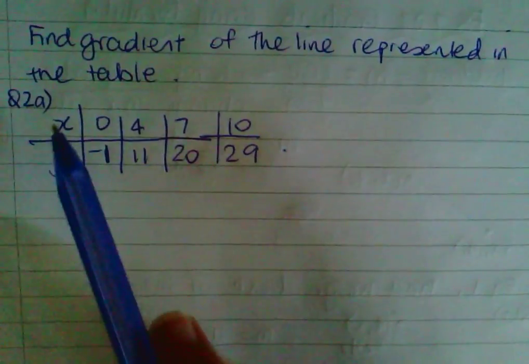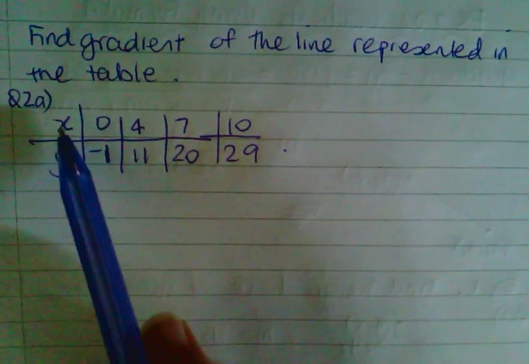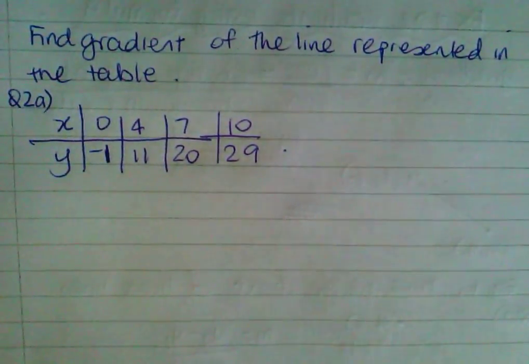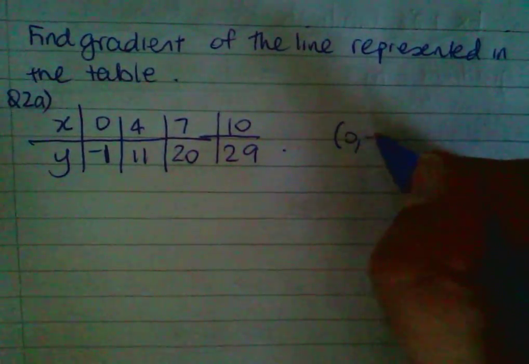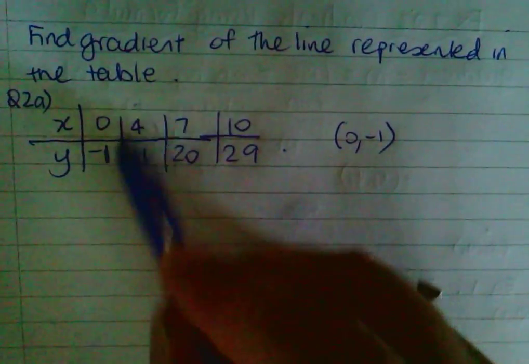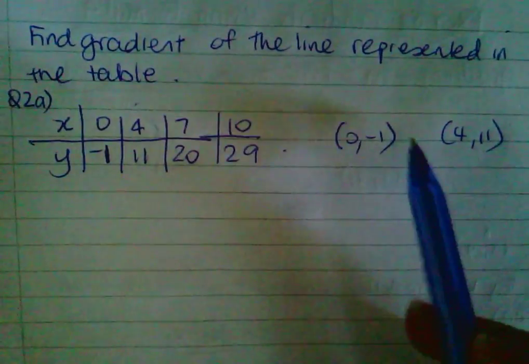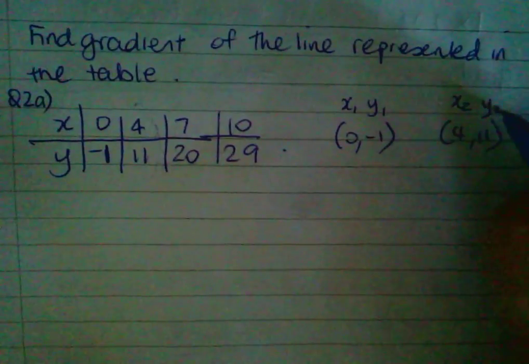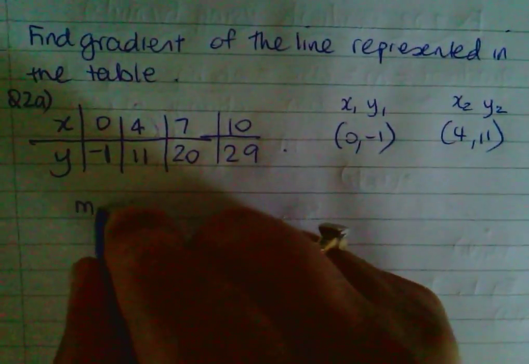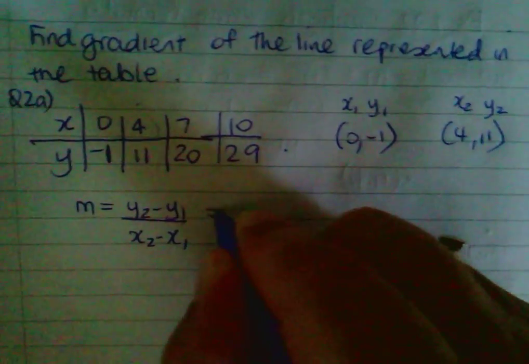This is the table of values where you've got for this x value, that's the y value. So when x is 0, y is negative 1. When x is 4, y is 11, etc. Find the gradient of the line represented in the table. What you can do, this is the point 0, negative 1. And here we've got the point 4, 11. So you can just write the points out separately, and you can go, that's x1, y1, and that's x2, y2. So what is the gradient? It's the change in the y values over the change in the x values.